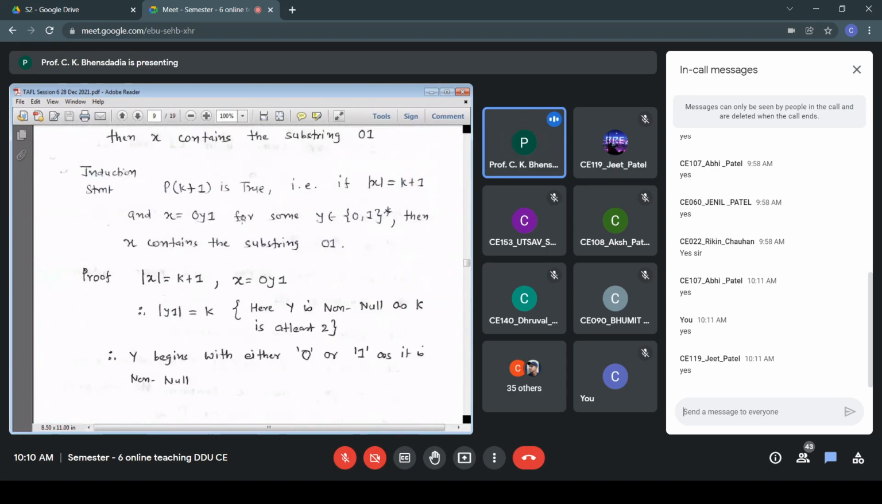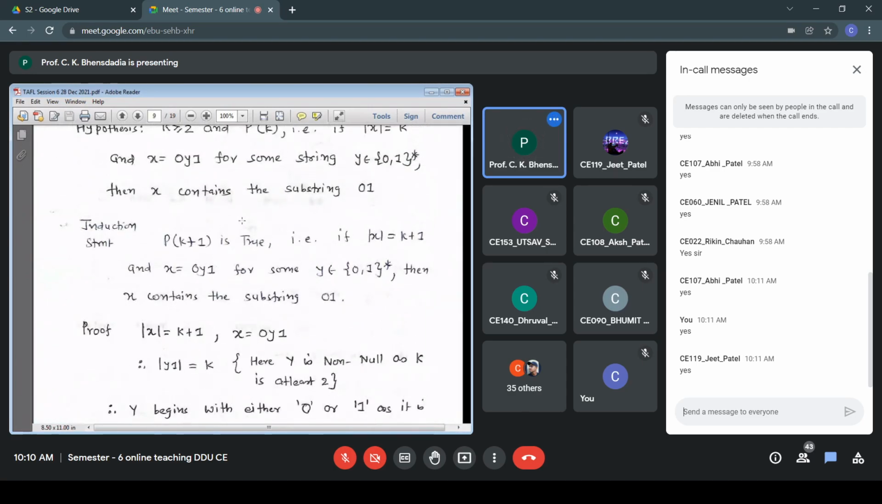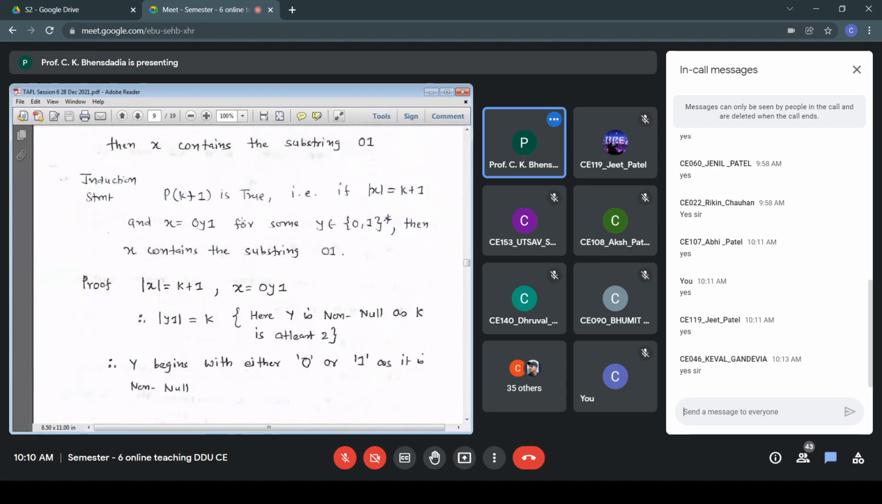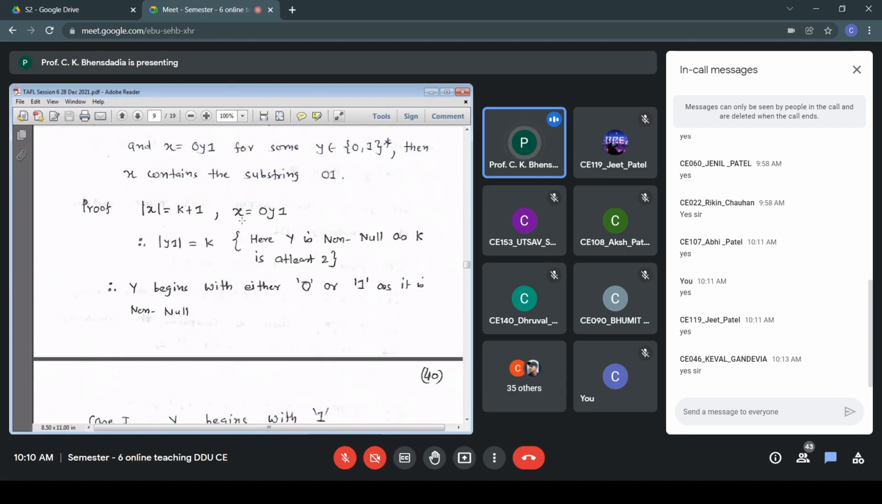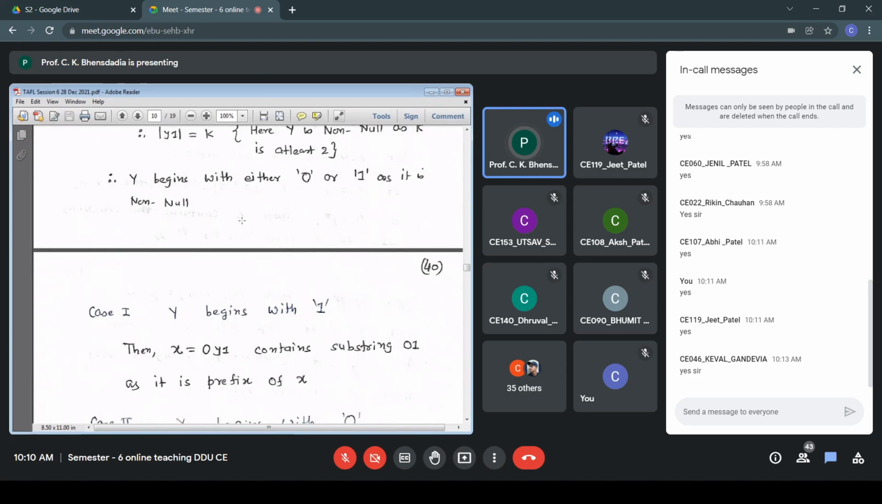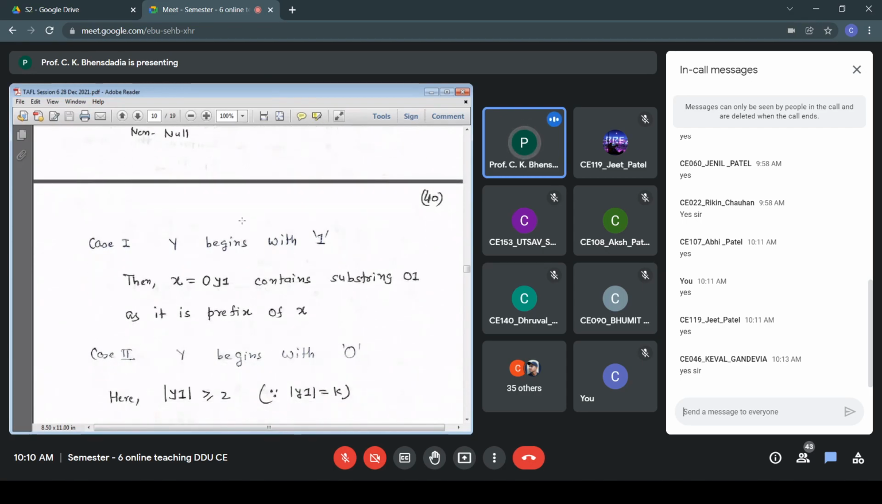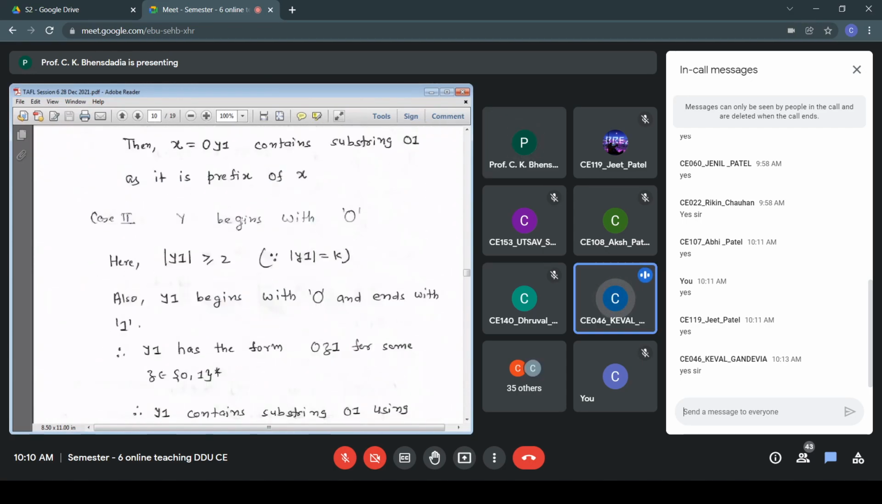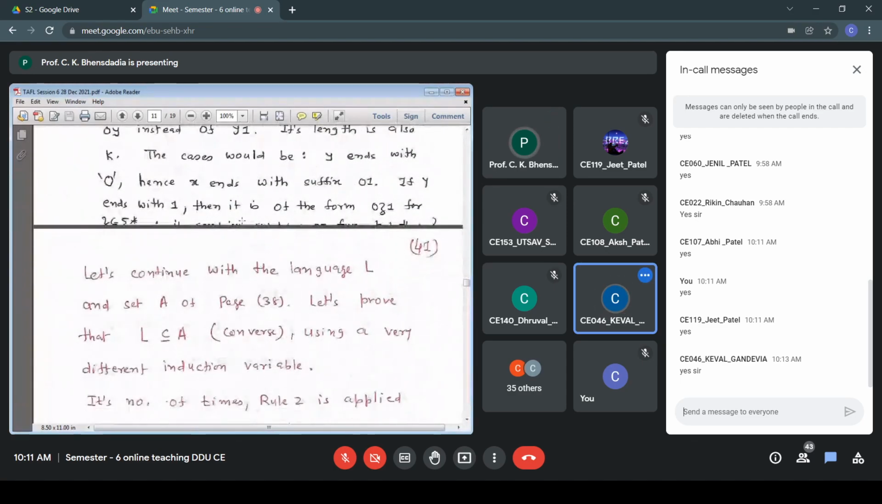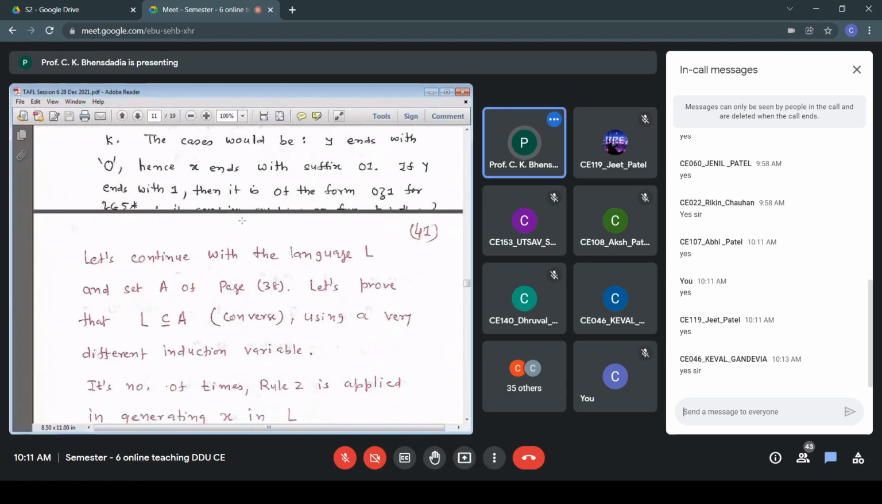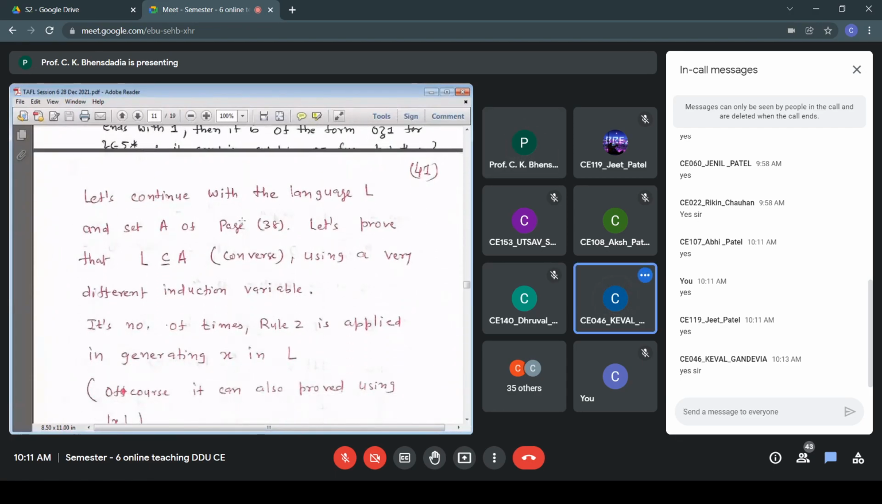Keval, was I audible for the last proof? Did I completely explain that? Keval, you can unmute and answer me. A lot of time is wasted. Yes, sir. Sir, you are talking about L is a subset of A, the proof we started. Yes, okay, from here up to that point, it was audible, no? Yes, sir. Okay, fine.